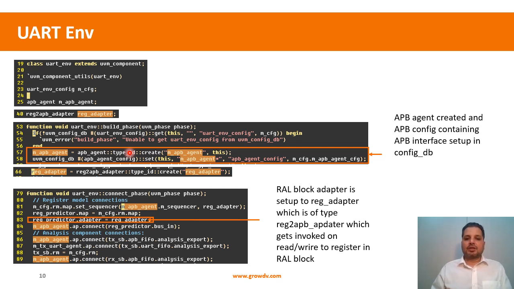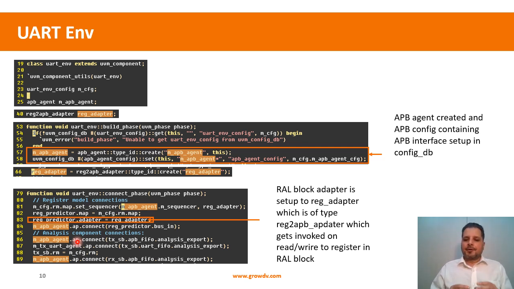Before we proceed to that, let's look at one last detail from the environment point of view. We have built the agent, and from this agent, if you look at it, the analysis port is present. When we look into the agent's detail, we will be able to see this analysis port. This analysis port is connected to the TX scoreboard and the RX scoreboard, and even this RAL predictor is able to connect to this analysis port. So multiple subscribers are getting hooked up to this analysis port.